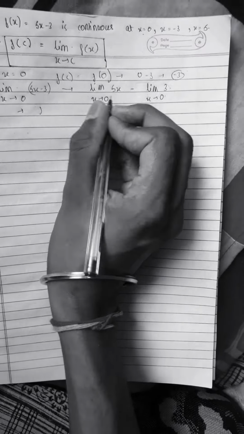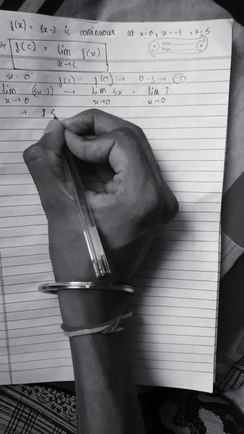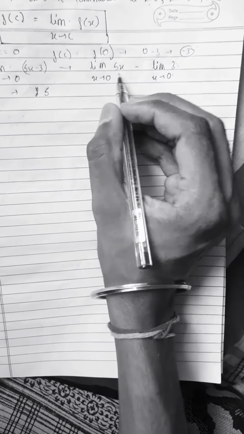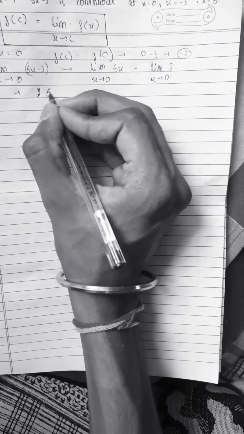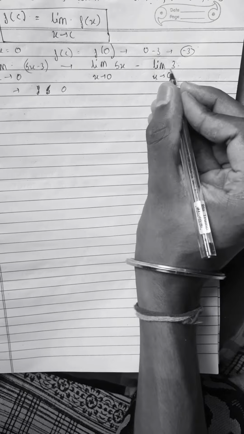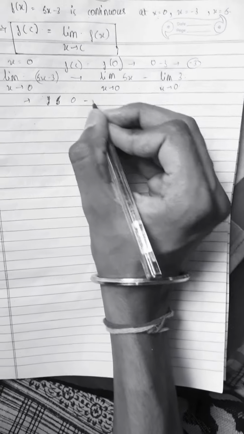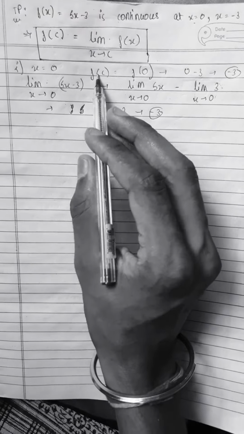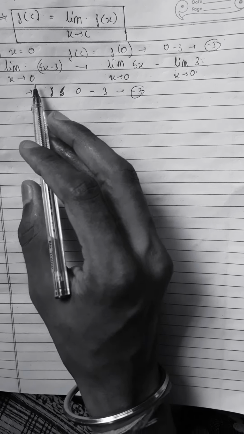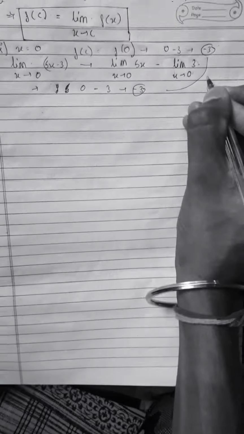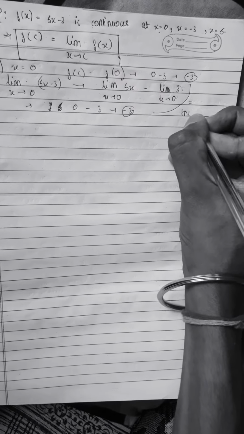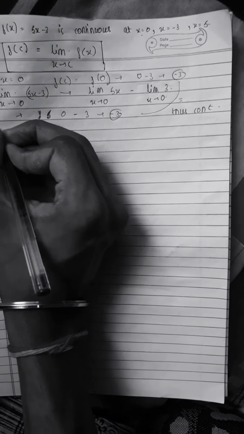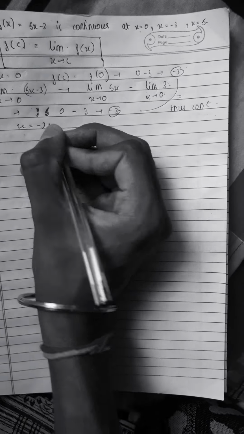So it would become the limit of 5x, which would be 0, minus 3, that would become -3. So we see that f(c) is equal to the limit as x tends to c, thus these two are equal, thus continuous. Now the same thing we will do for x = -3.